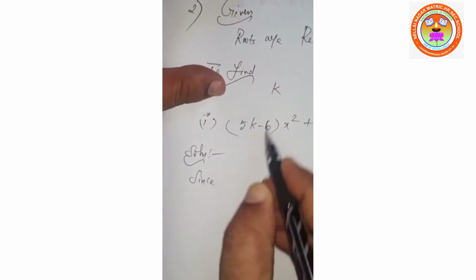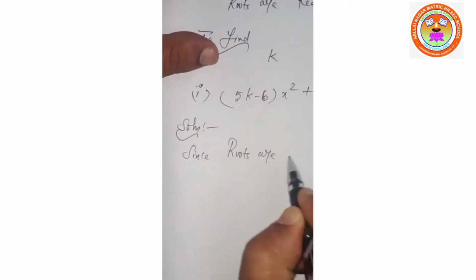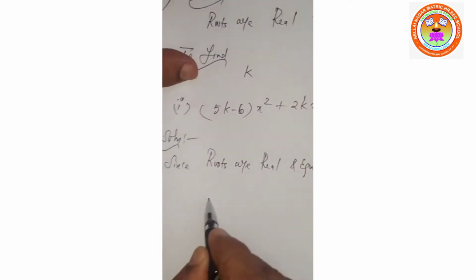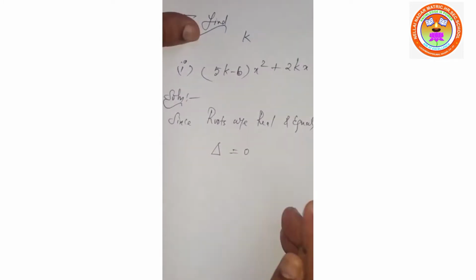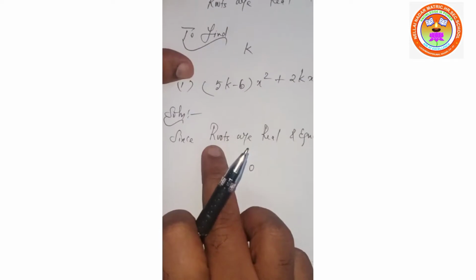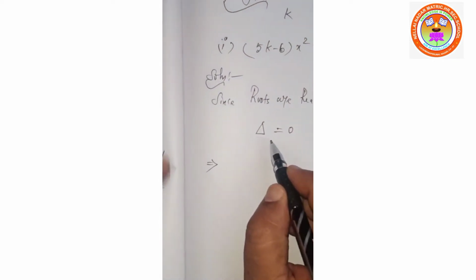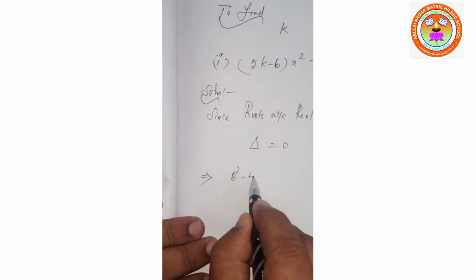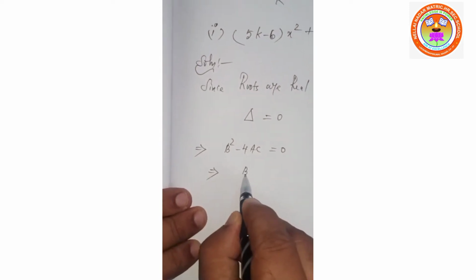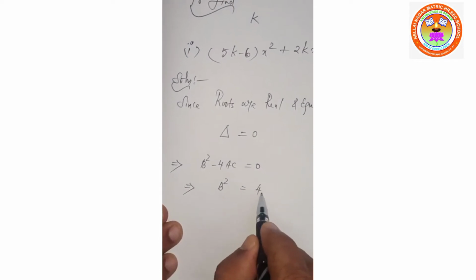Since what is given, roots are real and equal. We know the value of delta. Delta is obviously 0. Delta 0 means roots are real and equal. If roots are real and equal, you can write delta as 0, which implies, you know the formula, b squared minus 4ac, that is equal to 0. The next step, retain b squared only in the left hand side, minus 4ac to be taken to the right hand side, you will be getting plus 4ac.